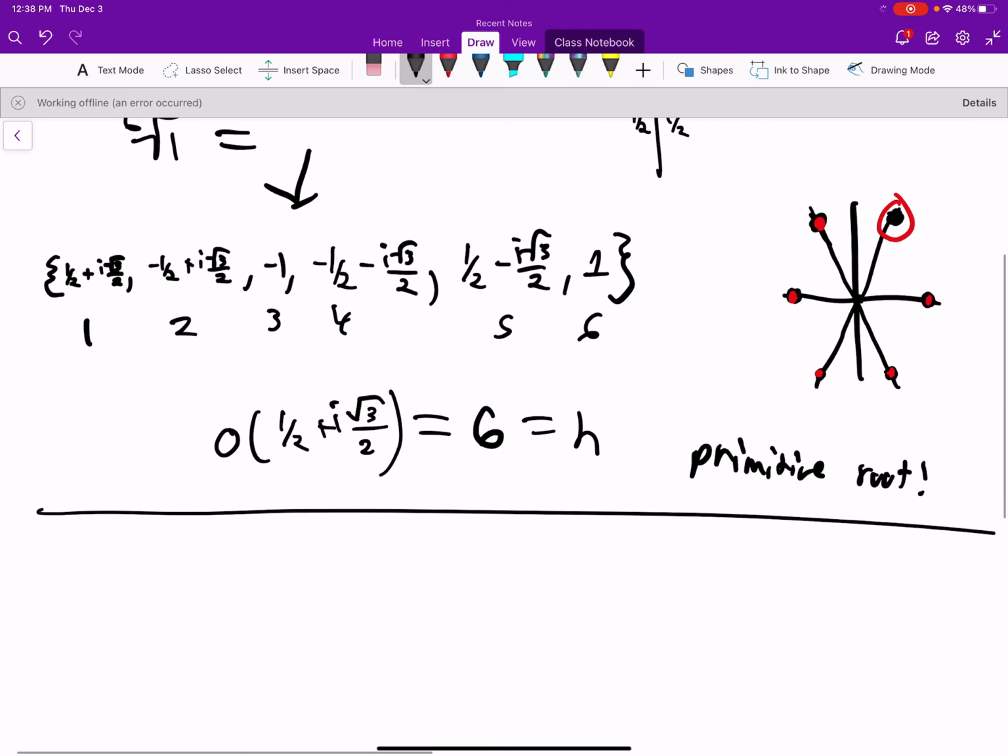Now, if we try another one, like for example, -1, that's not. Well, you know what? Let's go ahead and try it. I think 1 is obvious. 1 is too obvious. But let's now look at that second root there. We're going to look at this one right here. That's the one we're looking at.